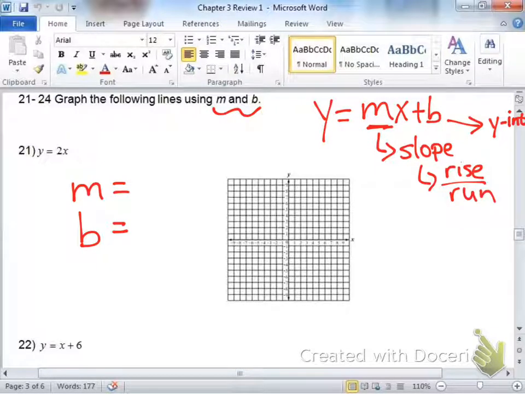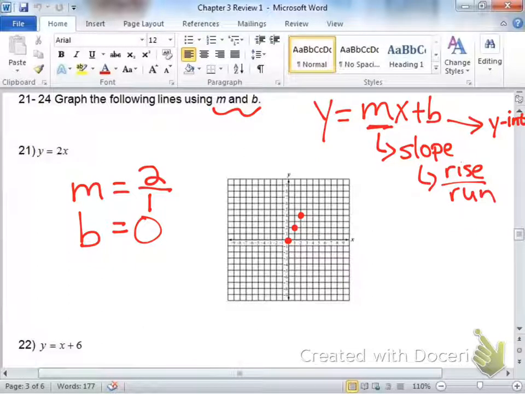The M is always right in front of the X. 2. And I'm going to write it as a fraction because I need a rise number and I need a run number. Anytime you're making a whole number a fraction, you just put a 1 on the bottom. And then what am I adding on the end here? Nothing, right? And nothing in math is 0. So we're not adding anything on the end. So B is 0. So on the Y-axis, you're going to start at the 0. From the 0, you're going to rise 2 and run 1. From that new point, you're going to rise 2 and run 1.